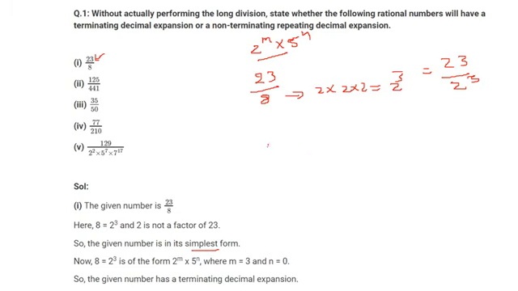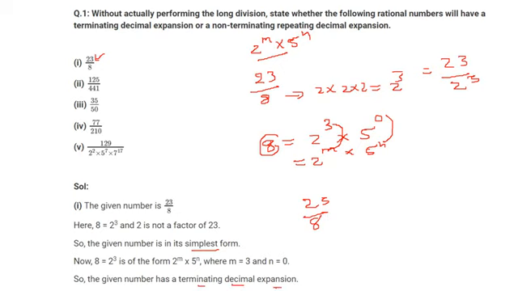Now 8 can be written as 2 to the power 3, and you can also add 5 to the power 0. So now 8 can be written in the form of 2 to the power m into 5 to the power n, where m is 3 and n is 0. So when this denominator can be written in the form of 2 to the power m and 5 to the power n, then the given number, 23 by 8, has a terminating decimal expansion.